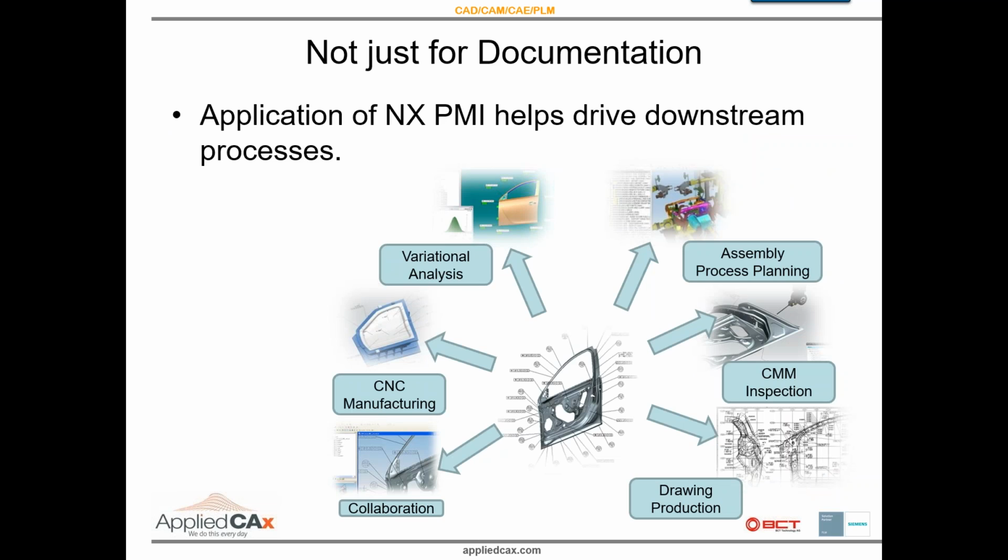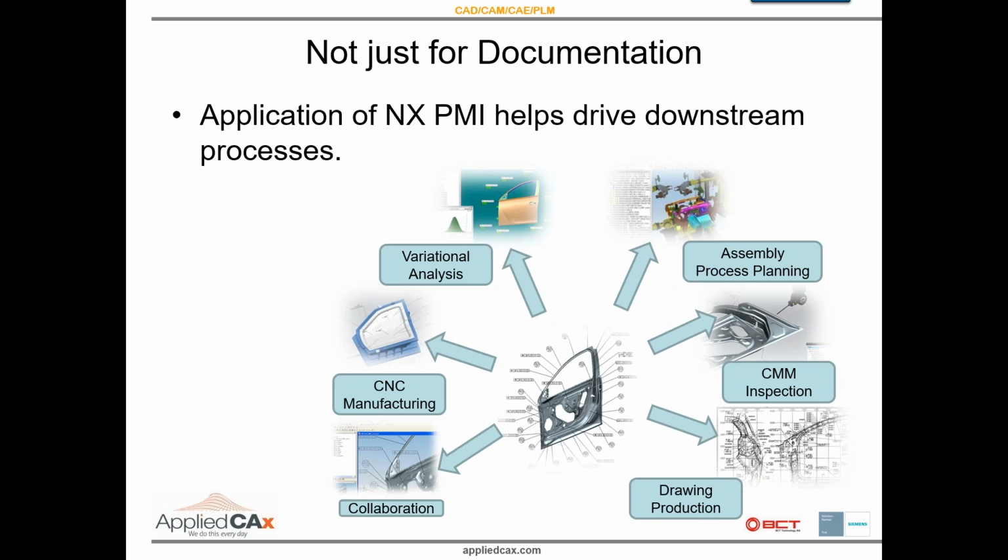So PMI is not just for documentation, although it may make my life a little bit easier as a designer to apply 3D PMI and make my 2D drawing cycle a little bit shorter. There are other things you can use the PMI for. First and foremost is collaboration. You can share the model with 3D PMI on it and show the intent of the model, how it's going to be produced, the tolerances that it has to reach, and other people in your supply chain can see that. You move it to the next phase where you're going to get the part manufactured.